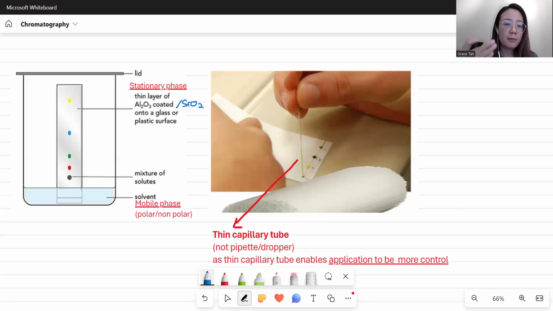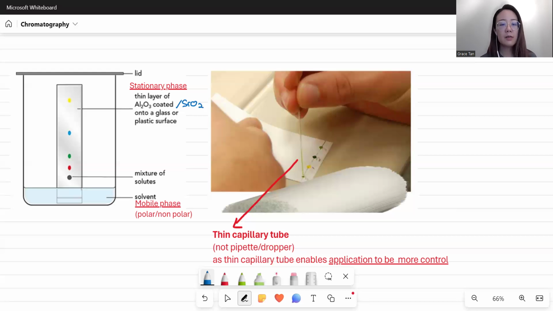So that alumina or that silica that is supported on a glass or plastic or an aluminum foil will be your stationary phase that's not moving. So you put it in your beaker, and then the mobile phase will move upwards via capillary action. So first, please memorize what is the stationary phase and what is the mobile phase.